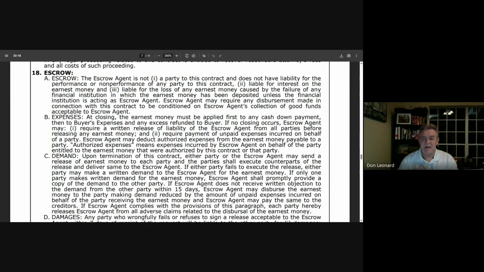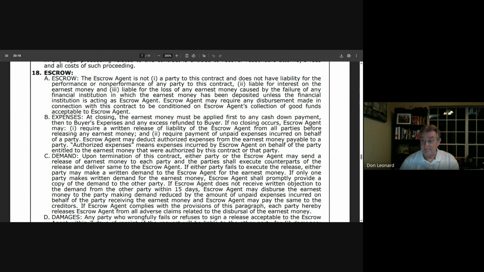B talks about expenses. How the earnest money is going to be applied. First, it'll go towards down payment. And then if there's any money still left over, it'll go towards closing costs and the rest of the charges. Then at the end of that, if there's still money left over, it's going to go back to the buyer.